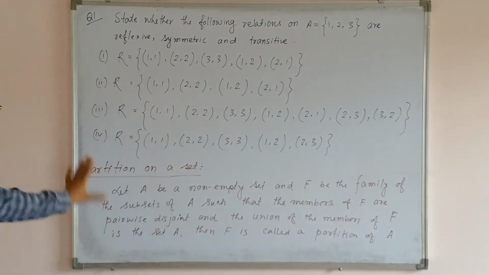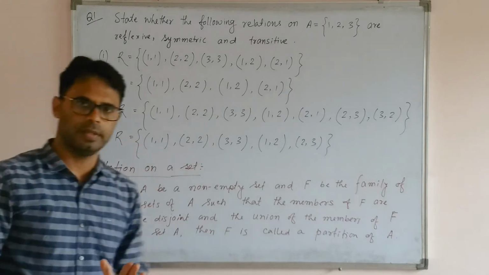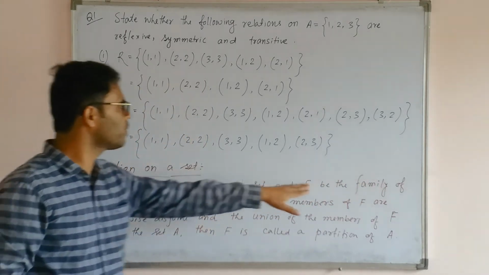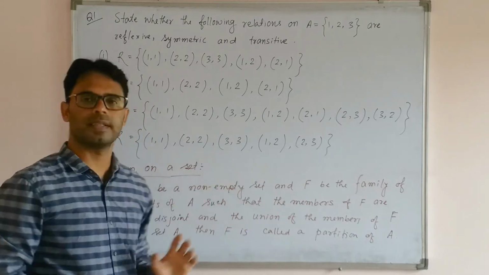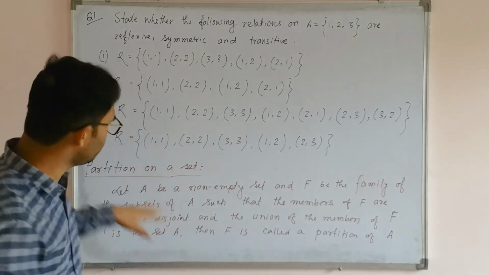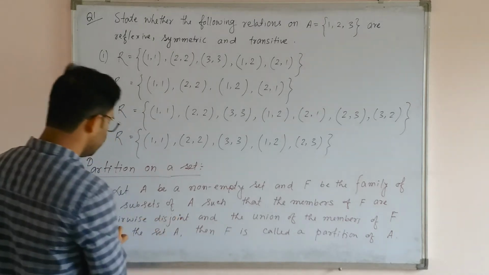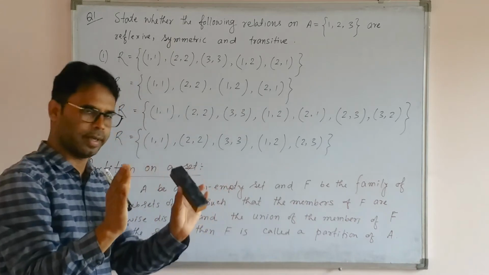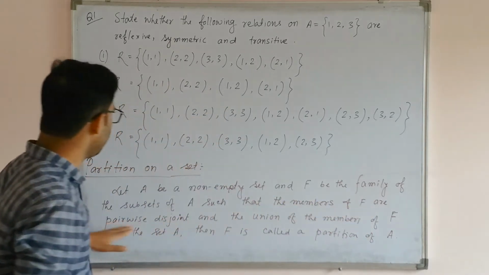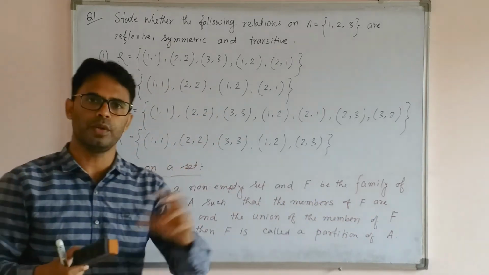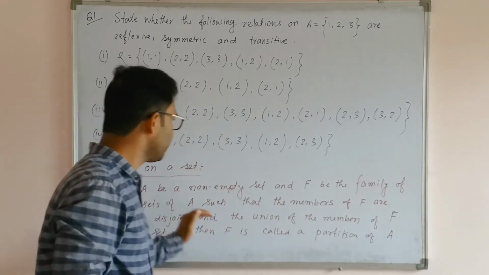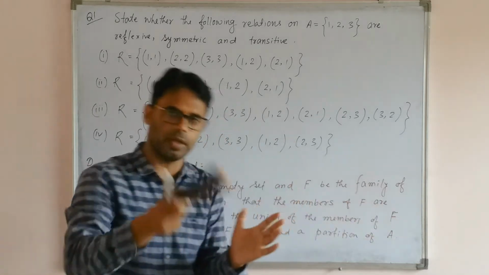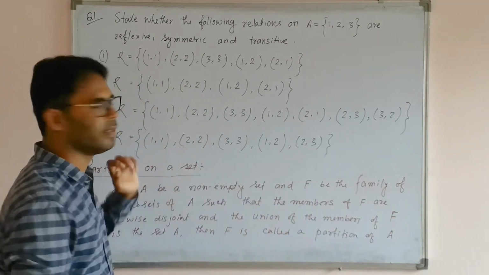Try to keep in mind that A is a non-empty set and F is the family of subsets of A. Family of subsets is the main condition. The subsets of A are such that the members of F, meaning those subsets you are taking, are pairwise disjoint, meaning the intersection of any two subsets is equal to phi, and the union of the members of F, or the subsets, when you take their union, is the set A itself.